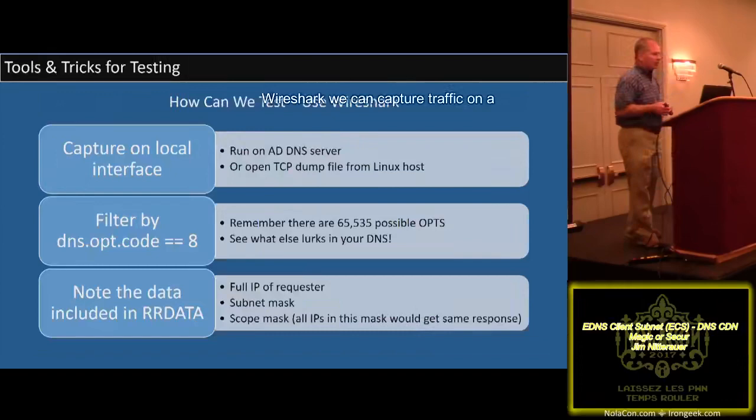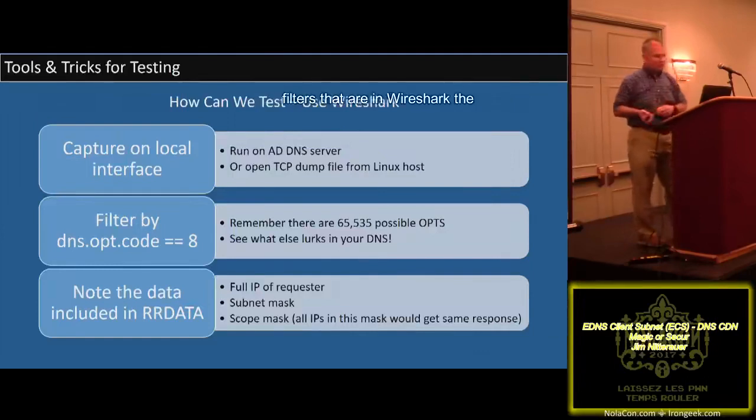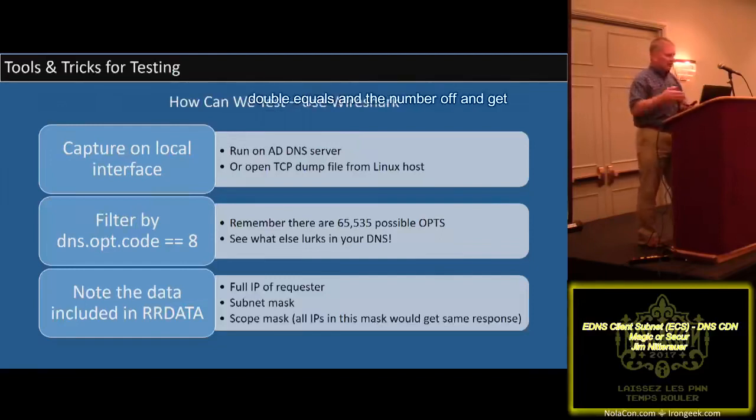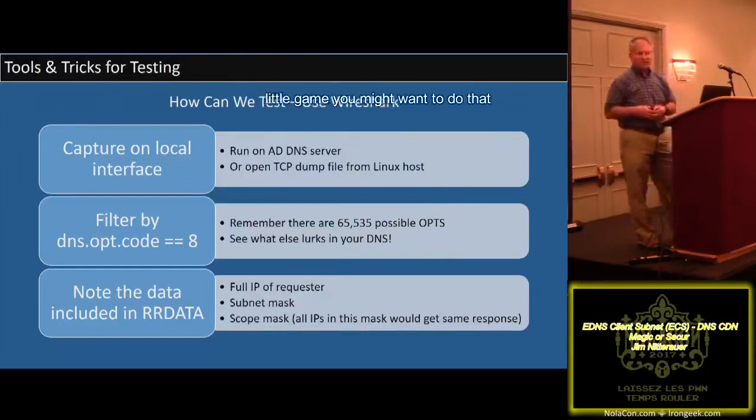We can also use Wireshark. We can capture traffic on a local interface or do a TCP dump. What will happen then is we can take that and filter it using some of the filters in Wireshark. The biggest filter is the DNS option code and the double equals. You can either leave the double equals and the number off and get all of the DNS packets that have option codes in them, or you can search by the number anywhere from 1 through 65535 and see what's out there. So it's a fun little game.